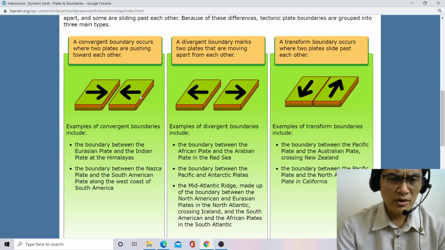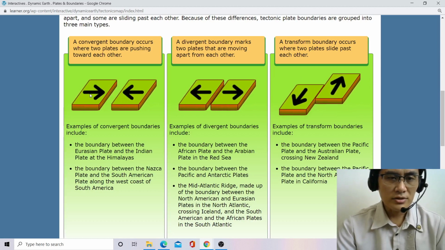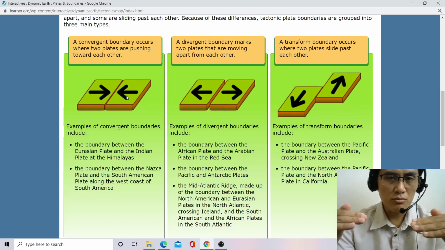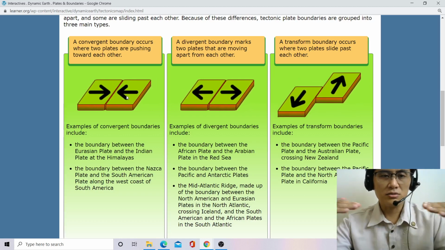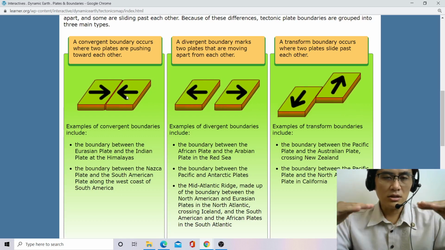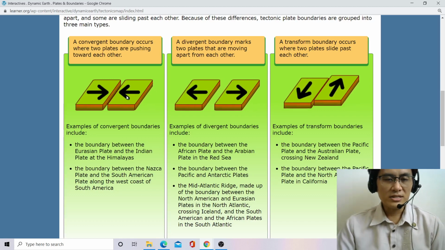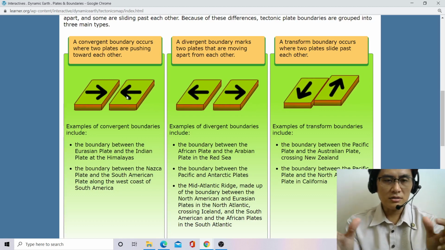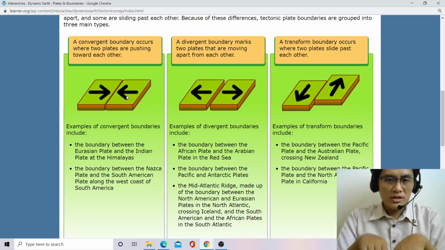Are they moving apart or are they moving towards each other? Now, look at the arrows. The arrows mean they are supposed to move towards each other. It's just that it's a GIF, so it has to loop back to the beginning. So temporarily, it looks like they are moving apart. But what is being emphasized there are the arrows. So the two plates are moving and actually colliding with each other.